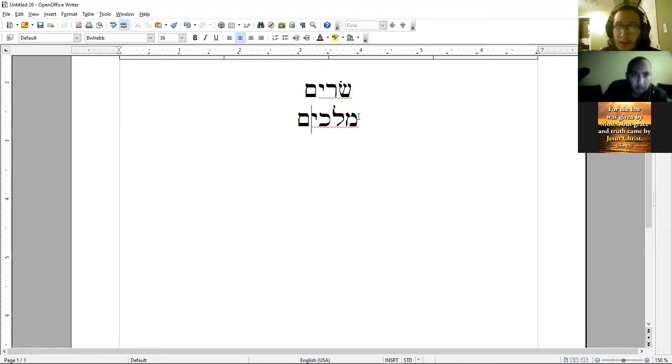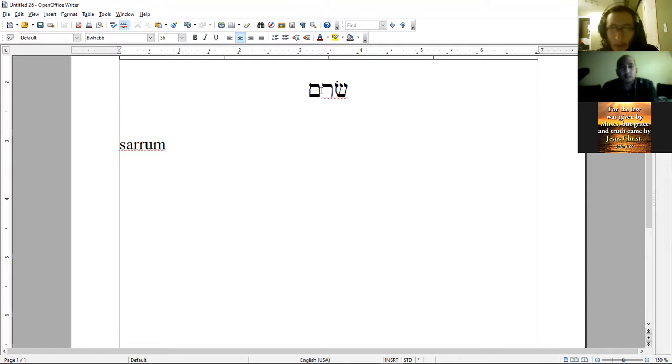Well, in original Hebrew, you added mem as the ending for like everything. And that is called mimation. And so, let me see, I'll do the English as well so you can see. Scholars say that it was sarum for the subject, the nominative case. So if you want the noun to be the subject of a sentence, in original Hebrew, you would have the mem after it.